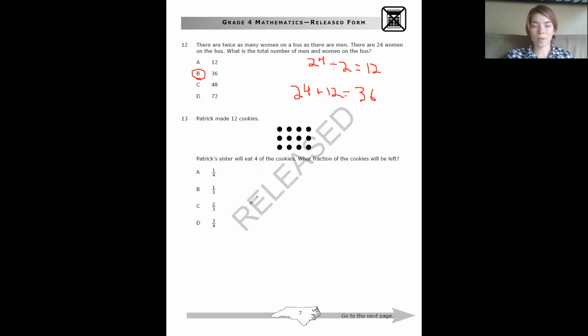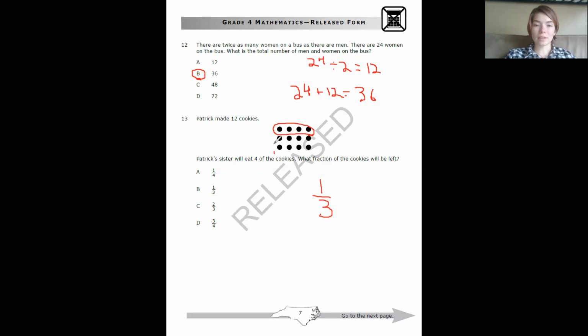Okay. Patrick made 12 cookies. Patrick's sister will eat 4 of the cookies. What fraction of the cookies will be left? So if we look here, they've split the cookies up into 3 groups of 4. If Patrick's sister eats 4 of the cookies, she's eating one of these groups.